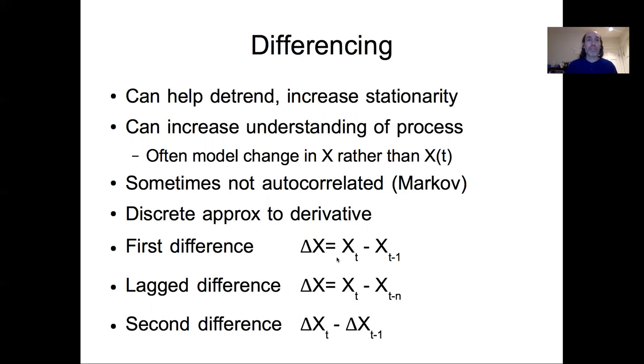So again, if we think about first difference as being the difference in how X changes from one time point to the next, there's also the concept of a lag difference. Instead of looking at how X changed one time point in the past, we might be looking at how X changed N time points in the past, so a slower, longer memory process. And we can also look at second differences or higher order differences, such as how delta X changed from one time point to the next, which, instead of approximating a first derivative, would be approximating a second derivative.